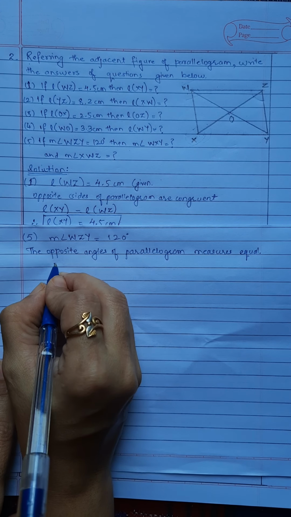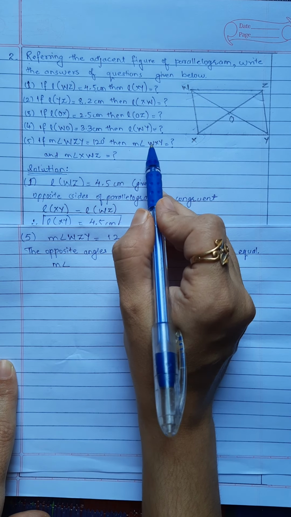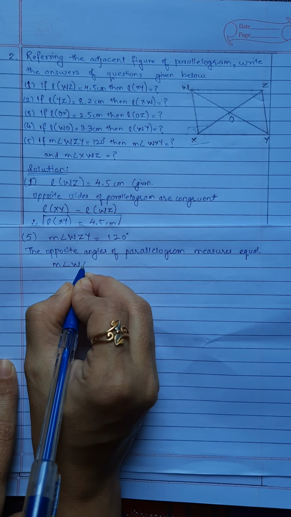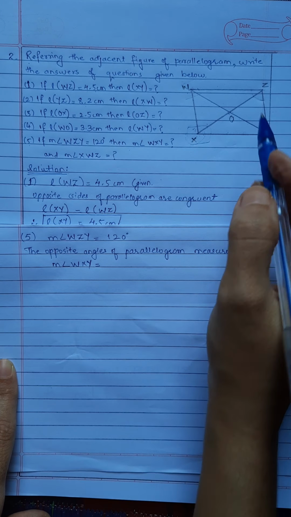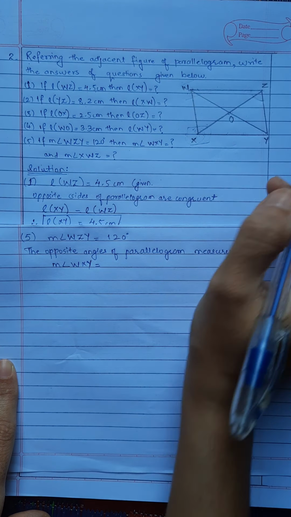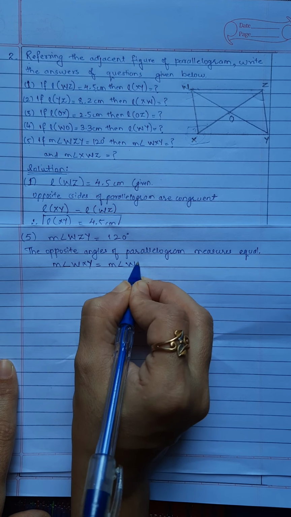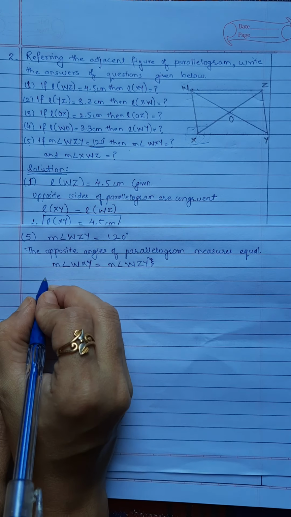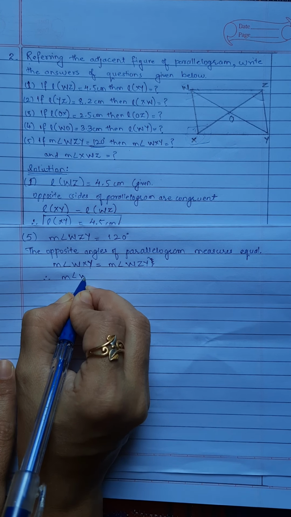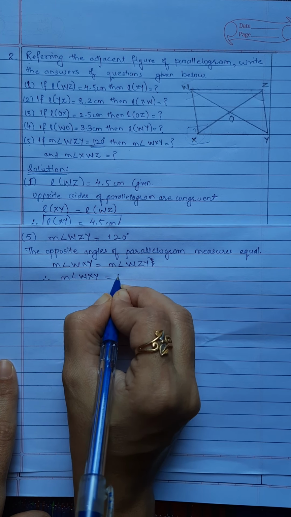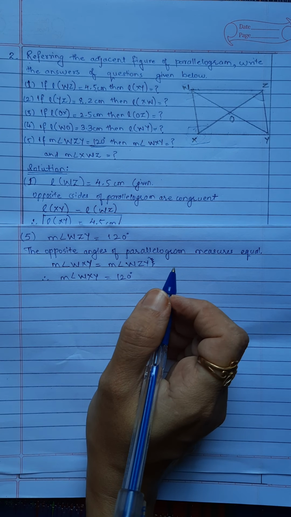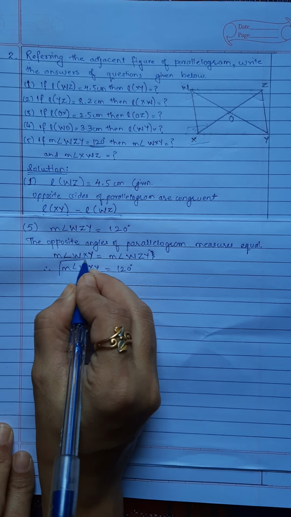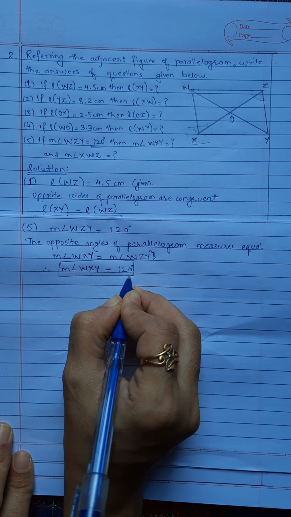Therefore, measure of angle, what is asked? WXY. WXY means this. So, measure of angle WXY will be equal to measure of angle WZY, which is 120 degrees. Therefore, measure of angle WXY is equal to 120 degrees, the same as these are the pairs of opposite angles. So this measure we have found in the same question.